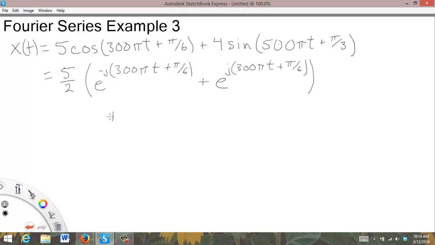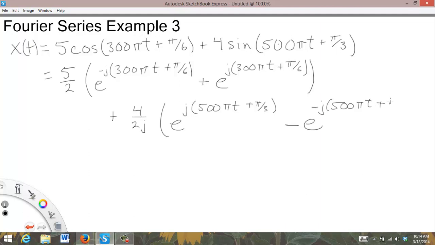And then we also have plus 4 over 2j, and I'll write it the way we normally do this time, e to the positive j, in this case 500 pi t plus pi over 3, minus e to the minus j 500 pi t plus pi over 3, close parentheses. Alright, so again, I haven't said anything about period or anything yet. All I've done is take the cosine and the sine and write them as complex exponentials using Euler's.